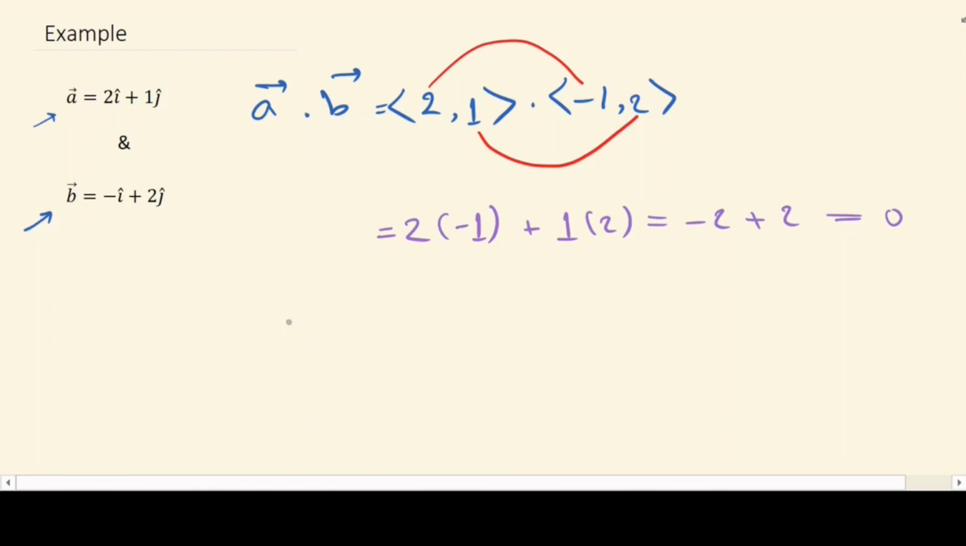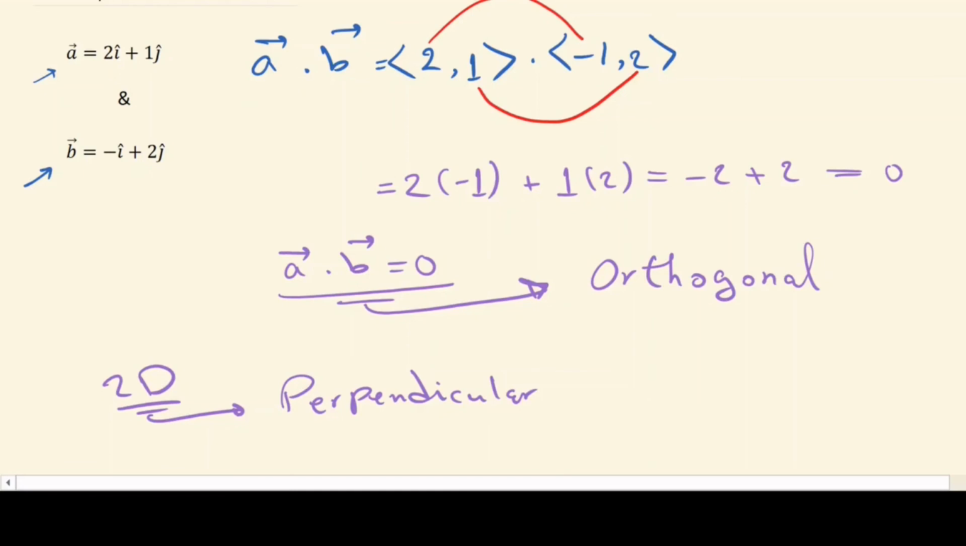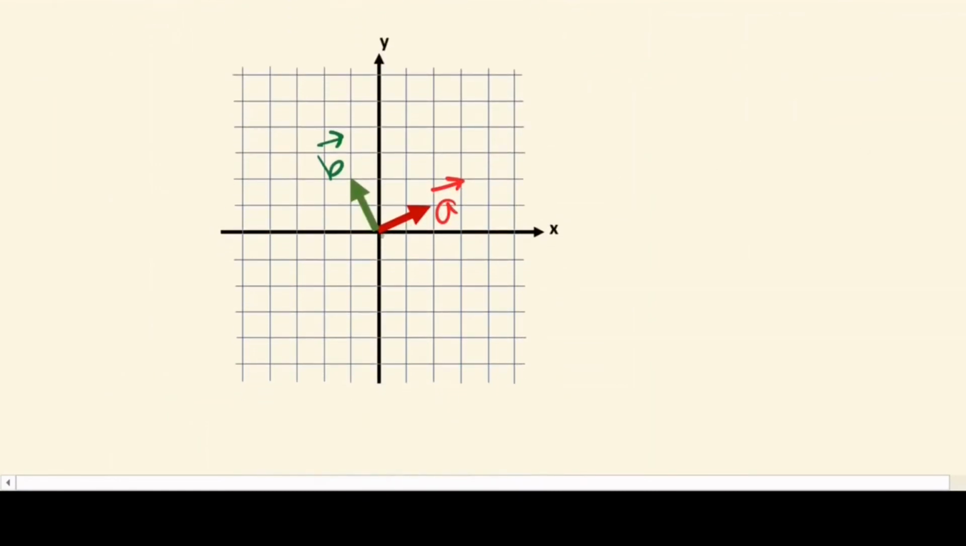That means A dot B equals 0, and from the previous section we can say that these two vectors are orthogonal, and the space is two-dimensional. So that means these vectors are also perpendicular. In fact, if we draw these two vectors on the coordinate plane, we would get something like this, and we can clearly see that A and B are indeed perpendicular.